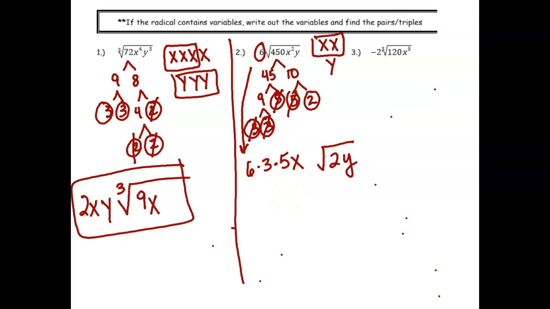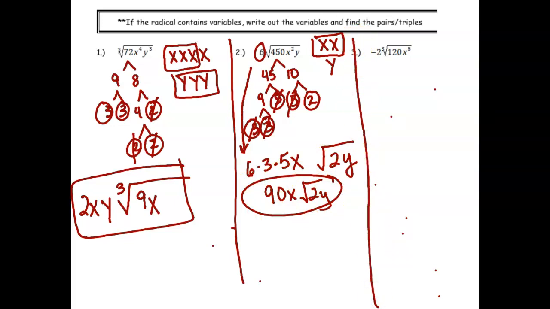So for number 2, when I do that, I've got 6 times 15, which is going to give me 80. That 80, let me say 16 times 15 times 6. Oh, that's actually going to give me 90. That's what I thought. Okay, so we've got 90 on the outside, 90x. And then on the inside, we've got our 2y. And that would be our answer.